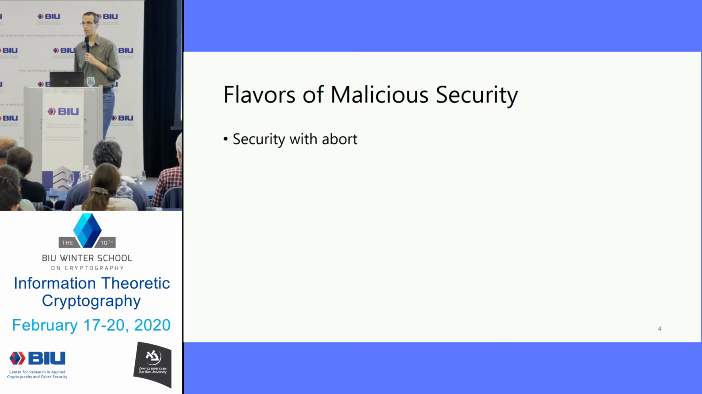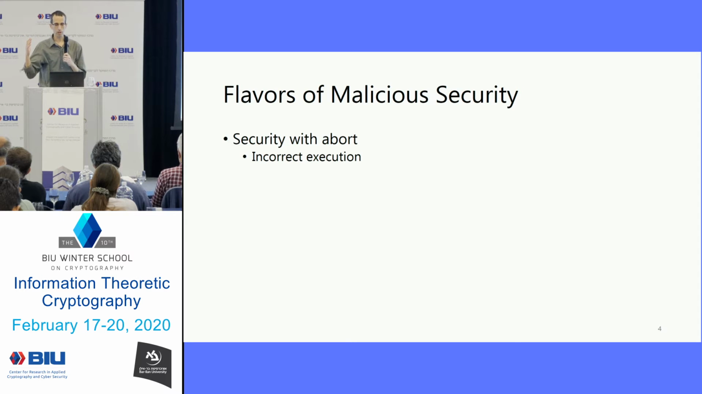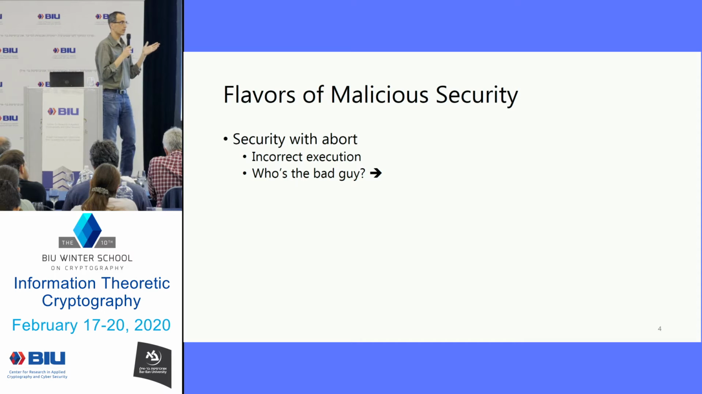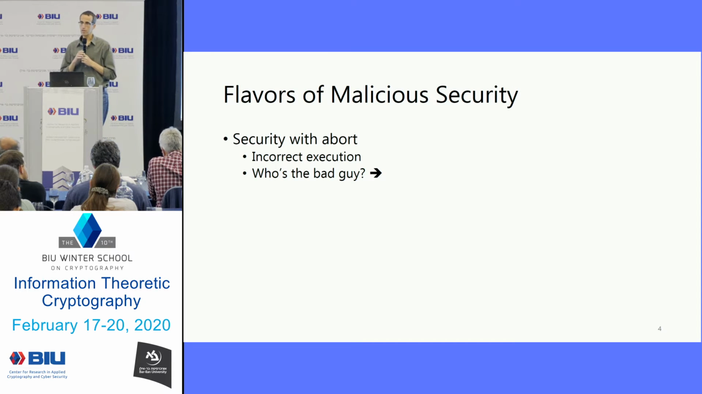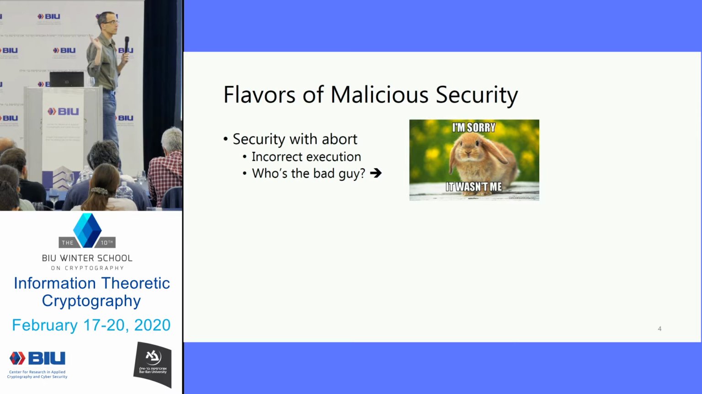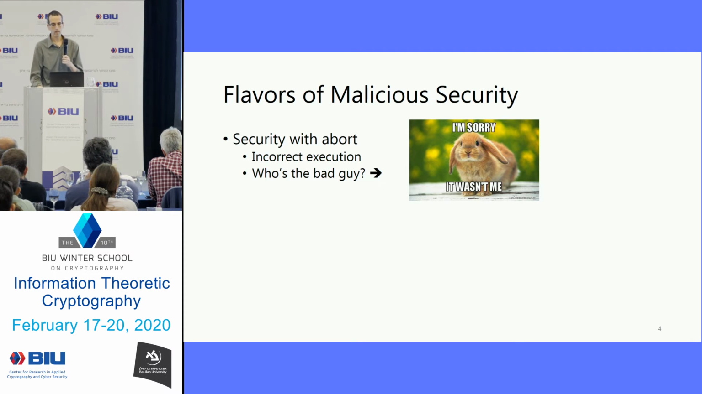So that's our goal. Now, there are several flavors of malicious security. The first is security with abort. We had the semi-honest protocol, and we got an incorrect execution, so something was wrong. What we want is to find who the bad guy was and kick him out. But we ask everyone, are you the bad guy? And everyone says, no, I'm not the bad guy. In that case, we know there was a bad guy, but we don't know who, and we can't complete the protocol, so we abort.